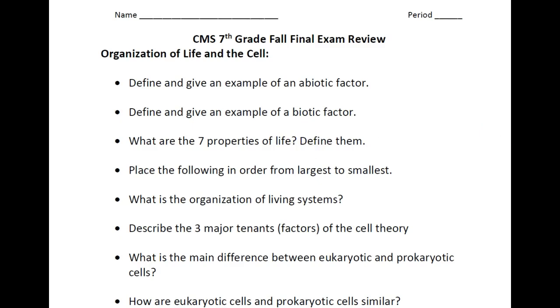So what are the 7 properties of life? And define them. Well, the first property is cellular organization. All living things are composed of cells. Some are unicellular, some are multicellular. The next one is they want to try to maintain homeostasis, which just occurs when living things maintain a stable internal environment.